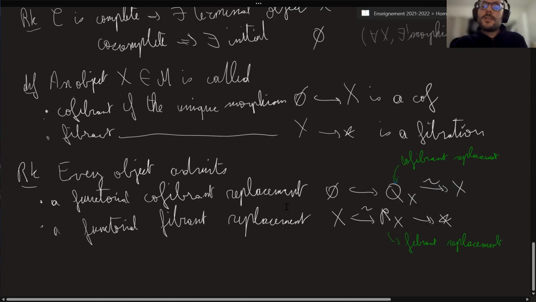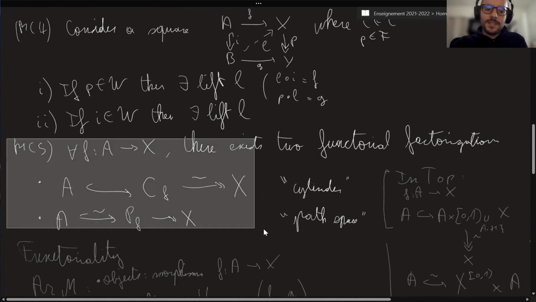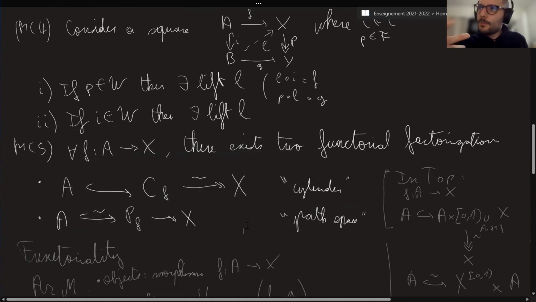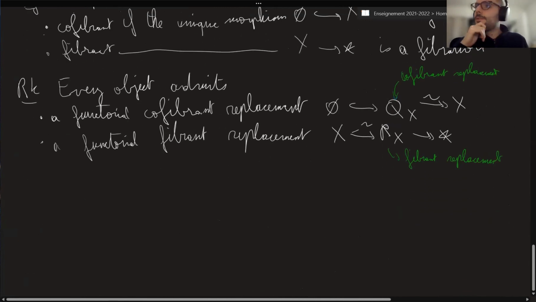So I hope you can see now that axiom MC5 is quite strong, because a particular case is you apply this to, for example, the zero chain complex. This means that every chain complex has an injective resolution, which, as you saw in the homology course, is not something obvious to prove. So this axiom is quite strong. Okay, everything good so far?